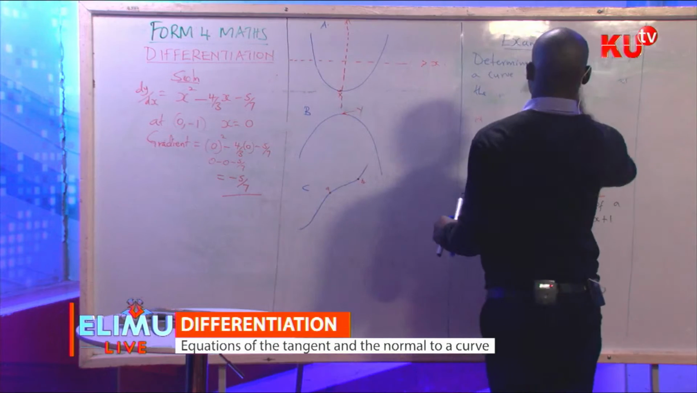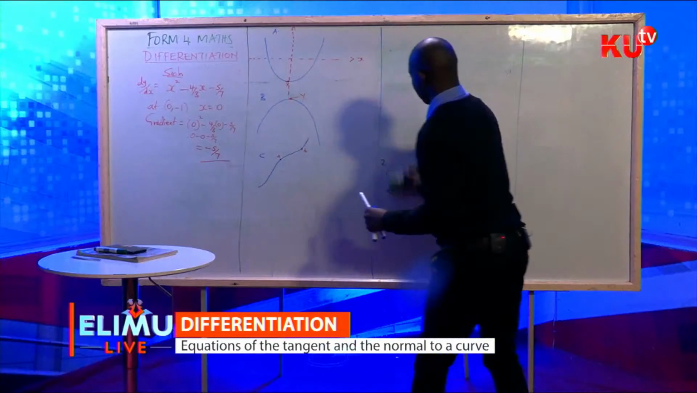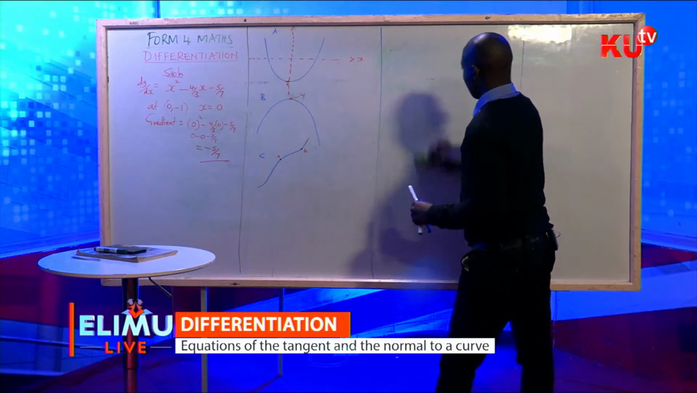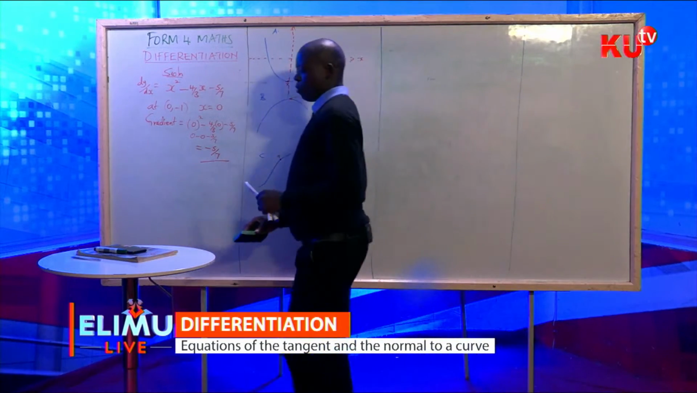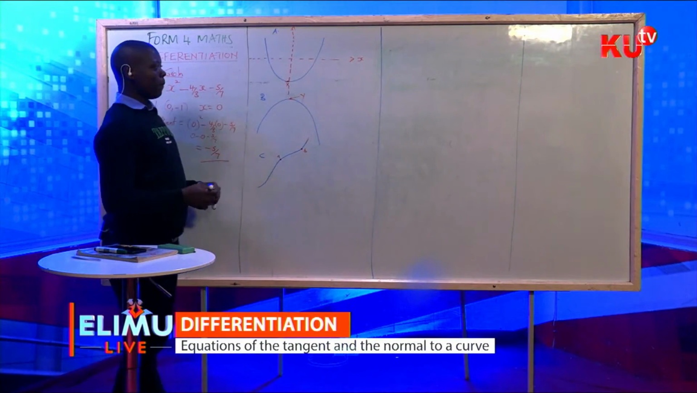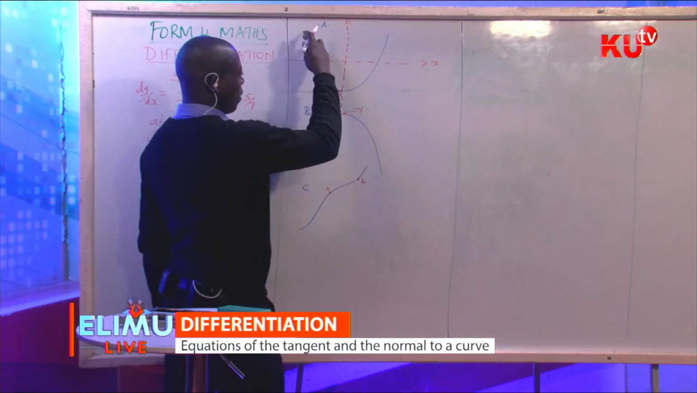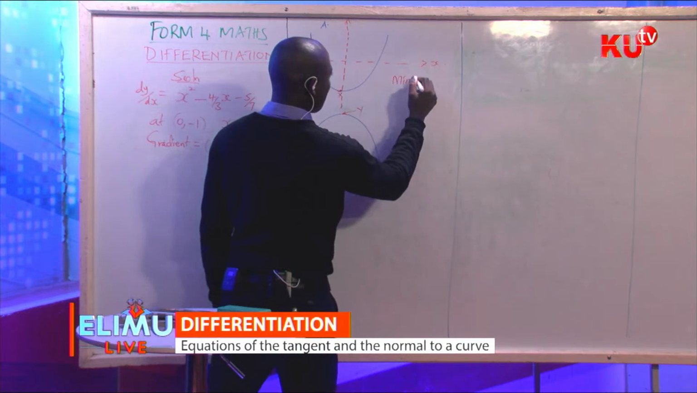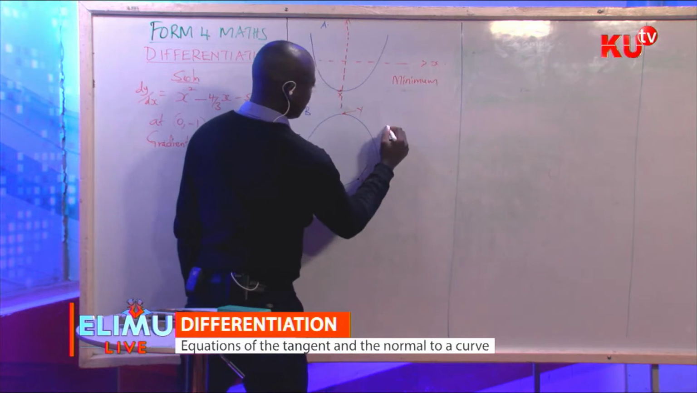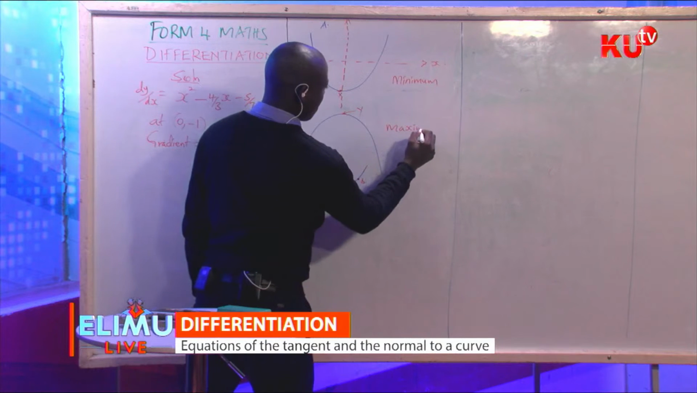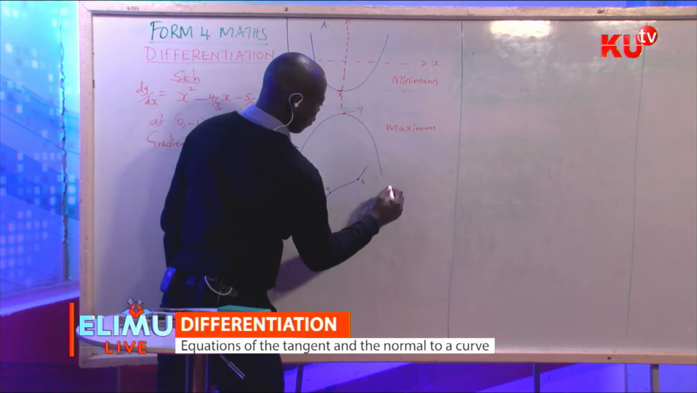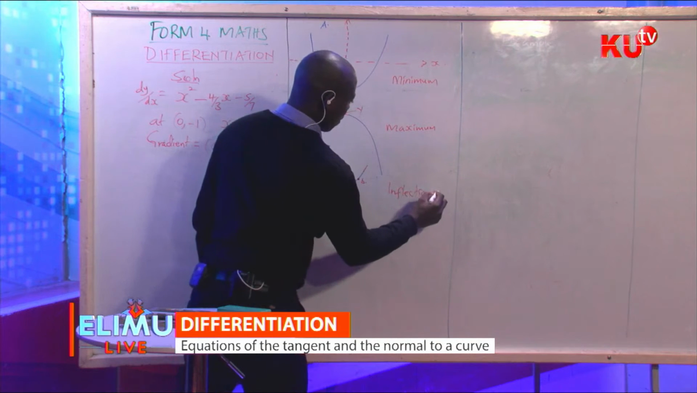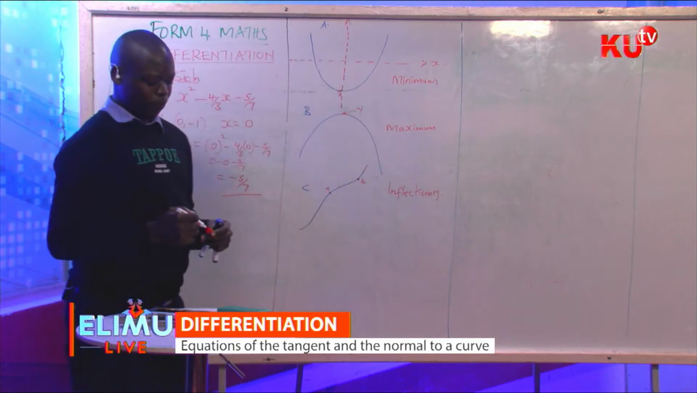A curve can either have a maximum point, a minimum point, or a point of inflection or inflectionary turning points. The one that turns low, at the low point, this one is minimum, and this gives us the maximum, while this is an illustration of an inflectionary point or a point of inflection.